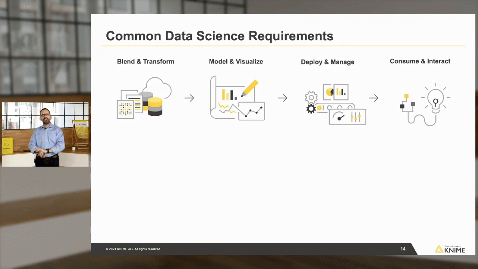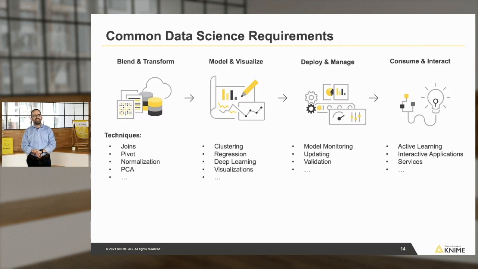But just looking at that sort of more technical journey, if you look at the types of techniques that people need to be able to handle, they need to know how to do a join, they need to know what an outer join is and the left inner join, they need to know what pivot or normalization is, how to do dimensionality reduction, for instance, using PCA, and tons of other things, just on the blending transformation side of the data science lifecycle. Then, of course, we go towards modeling. There's lots of stuff around clustering, regression, deep learning, billions, maybe not, but hundreds of methods out there that you can apply to your data.